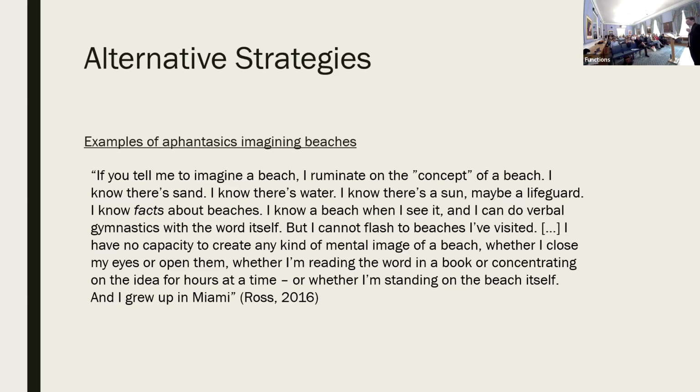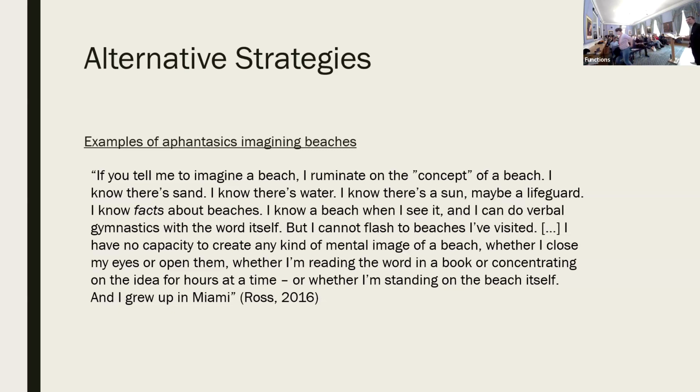This first example is from Ross, and he is writing about his experience, saying: if you tell me to imagine a beach, I ruminate on the concept of a beach. I know there's sand, I know there's water, I know there's a sun, maybe a lifeguard. I know facts about beaches. I know a beach when I see it, and I can do verbal gymnastics with the word itself. But I cannot flash to beaches I've visited.